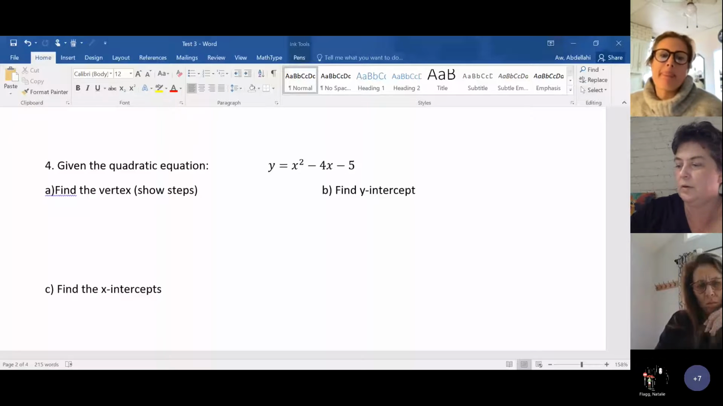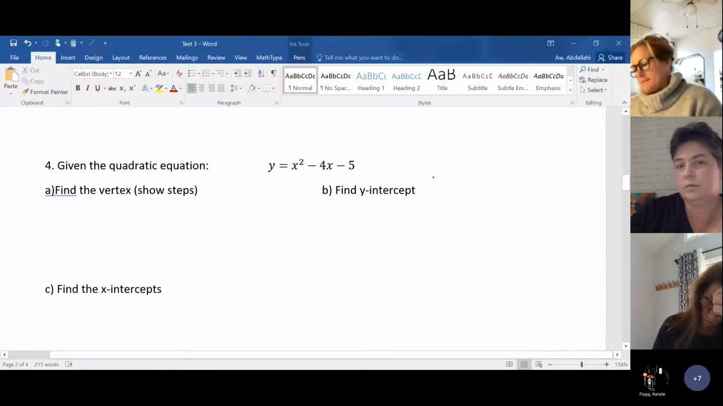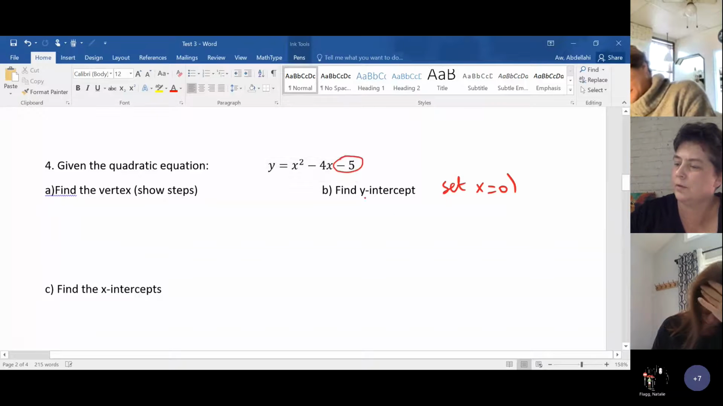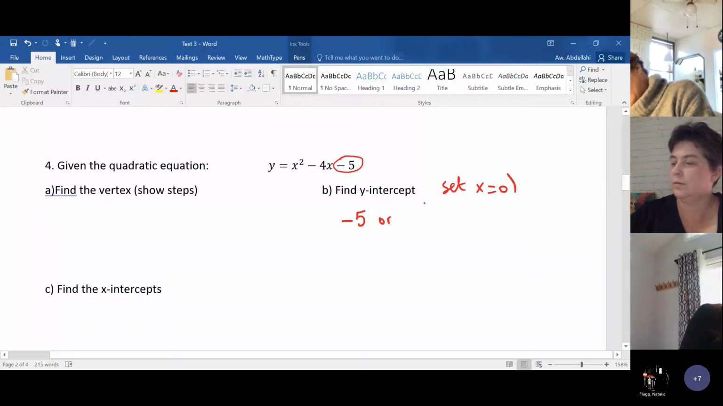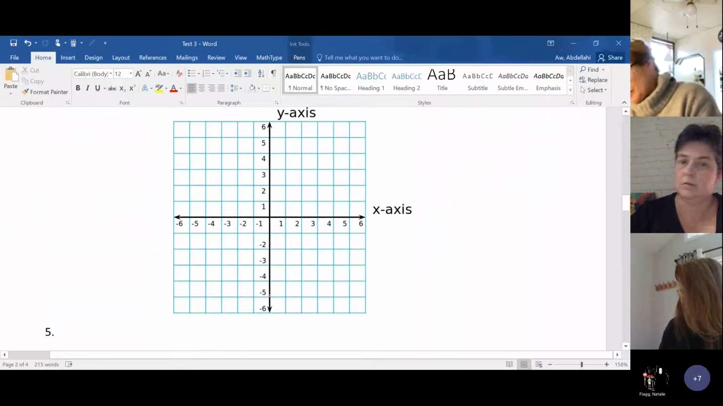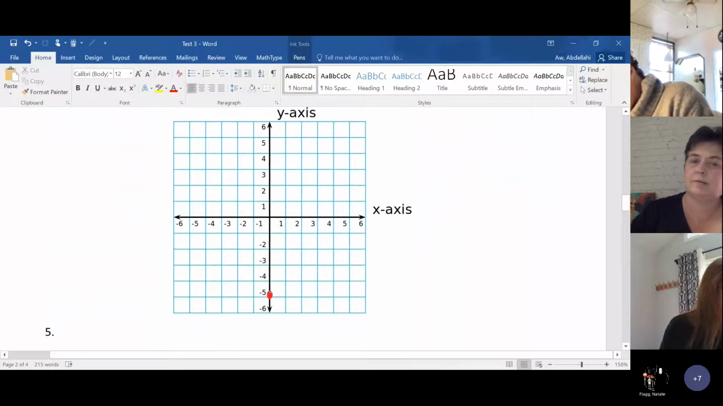Remember, the y-intercept is when x is set to 0. The y-intercept is always set x to 0. If we set x equal to 0, everything goes away except -5, right? So the y-intercept is -5, or as a point it is (0, -5). So I put my point right here at 0, this is the y-intercept.